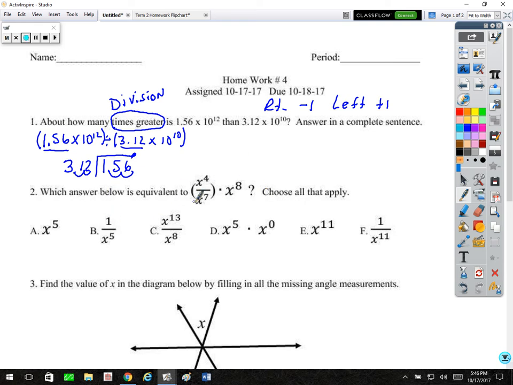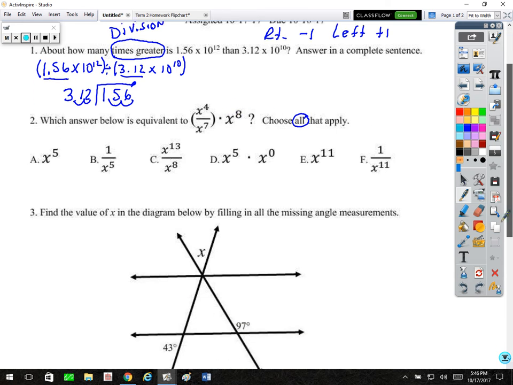We have a kind of combination here. We have a division problem, and then we're going to multiply. As we're doing this, you're going to have to subtract your exponents because my bases are the same, and then you're going to multiply. When you get through with that, you might have to choose one or more. Just remember, we're going to subtract here, and then when you get that answer, you're going to multiply, then you're going to have to add. So just take your time with that one.